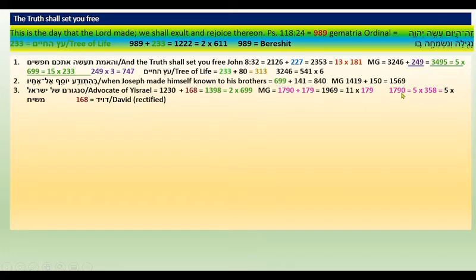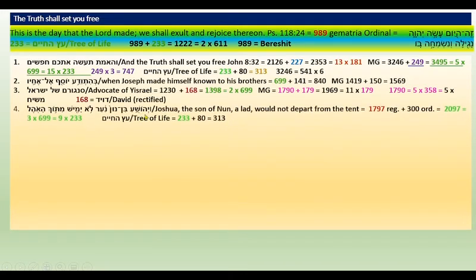But 1790 is 5 times 358, 5 times Mashiach. It's also 5 times serpent. So you've got to be an advocate to reveal the Mashiach. Basically, it stands for Michael 101. It's all wonderful stuff. And then we've already seen this connection, haven't we?